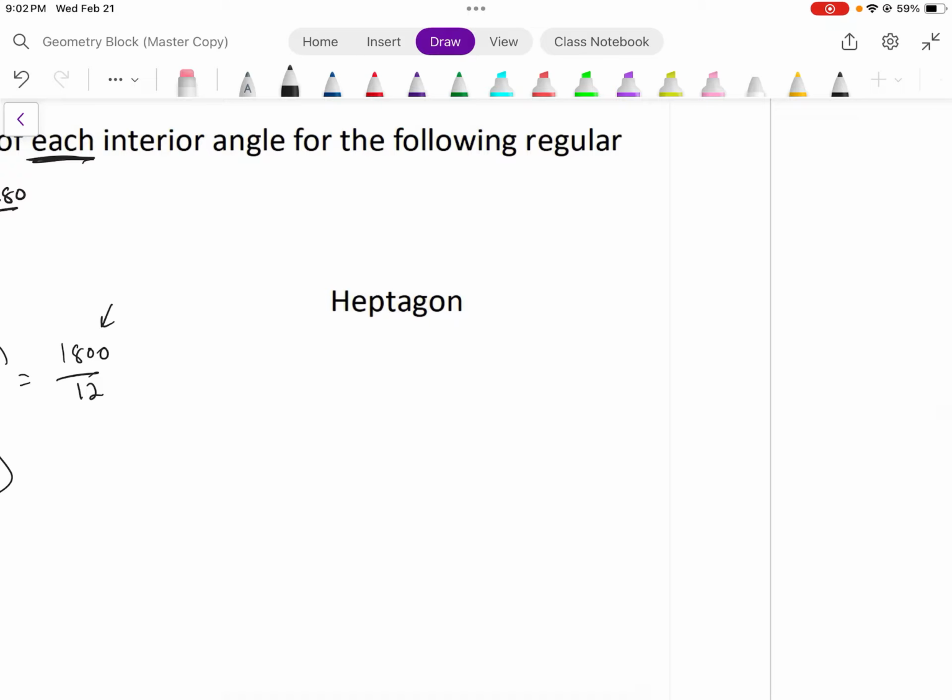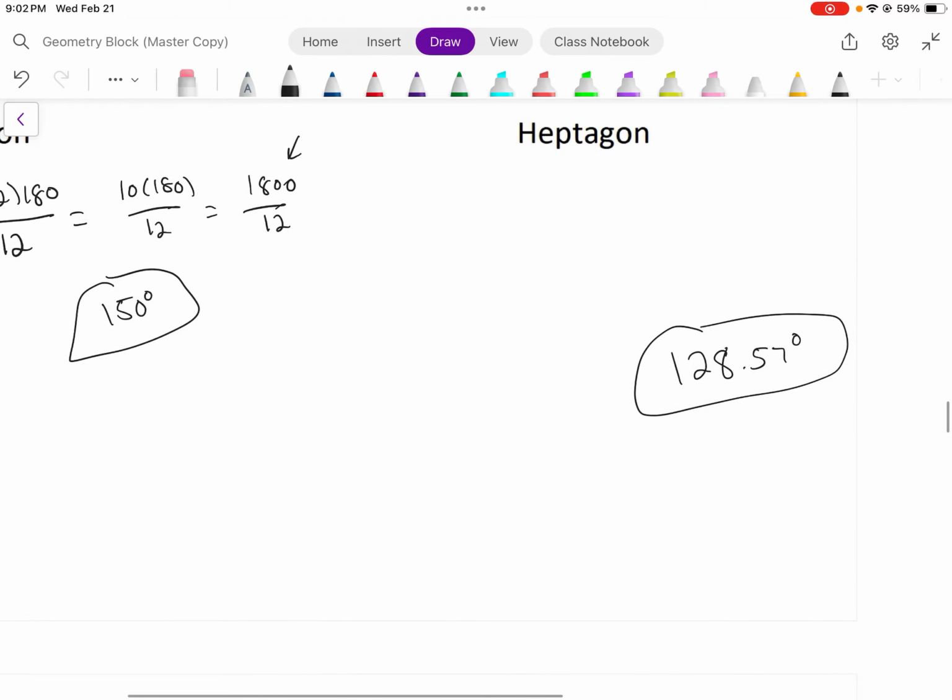Now go ahead, try it for the heptagon. In this situation, you should get 128.57 degrees. If you do not get that and you still can't get it when I get back, make sure to ask about it in the next class period.